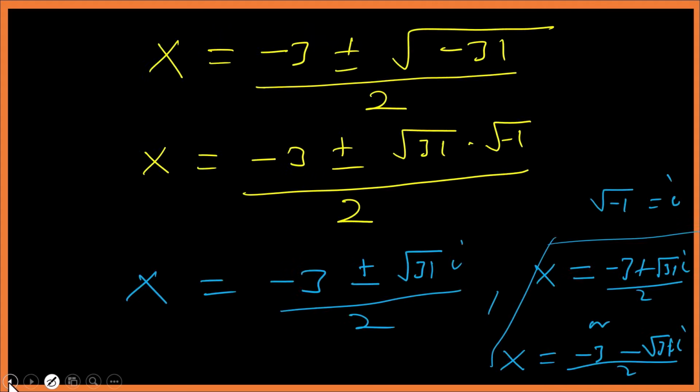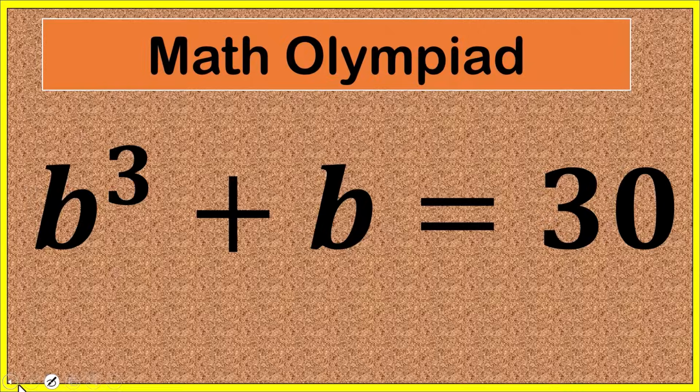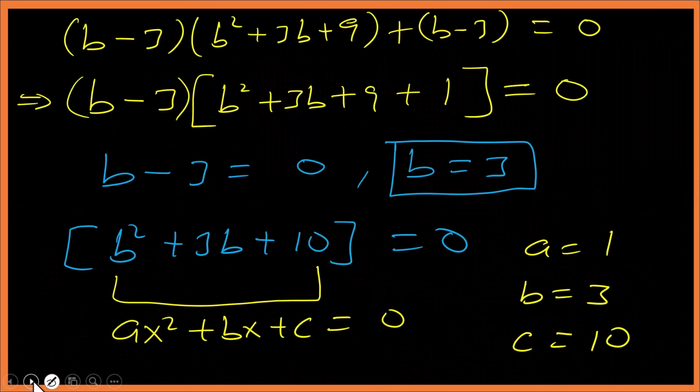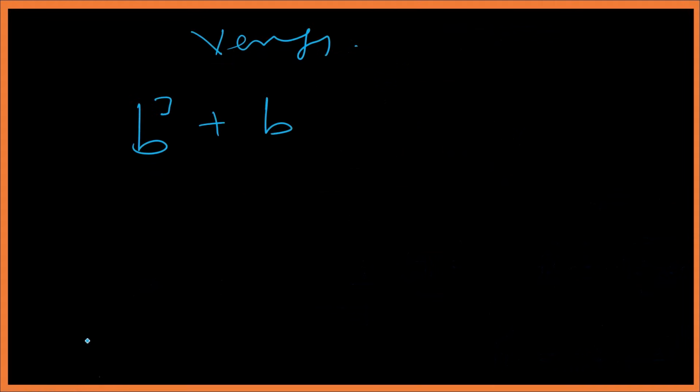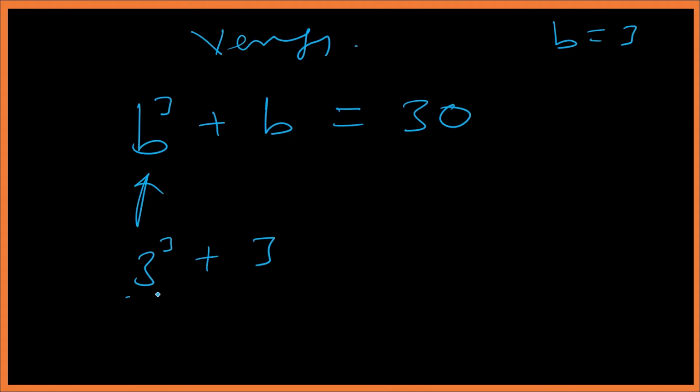Now let's verify. So we have b cube plus b equals 30, and b is 3. Now let's plug in 3 here. So we have 3 cube plus 3. 3 cube is 27, plus 3 is 30. So we have 30 here.